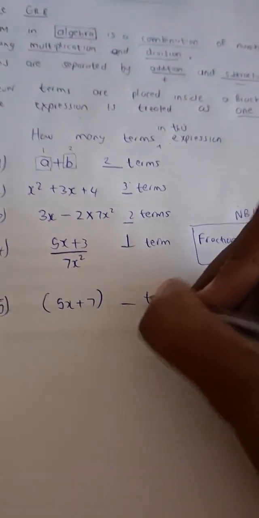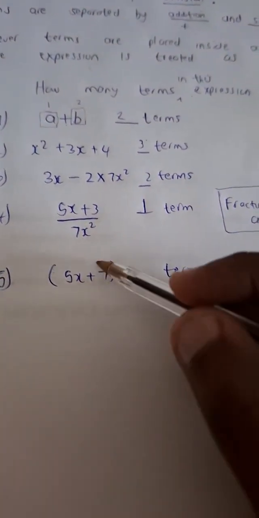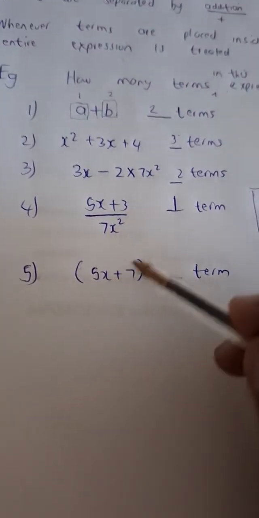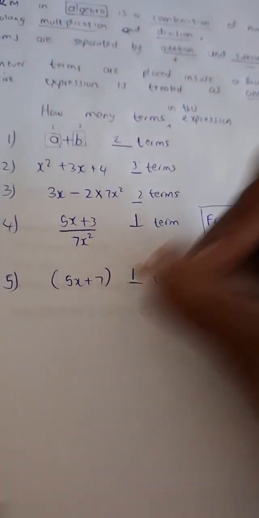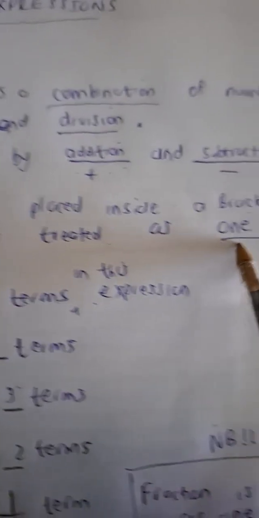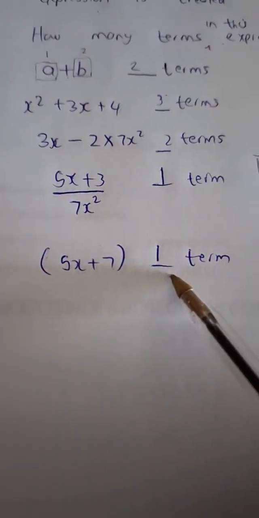Okay, so how many terms here, guys? Bracket is there. Yes, inside the bracket there are 2 terms, but because there's a bracket, we say there is 1 term. From the note, whenever terms are placed inside a bracket, the entire expression is treated as 1 term. Okay, 1 term.